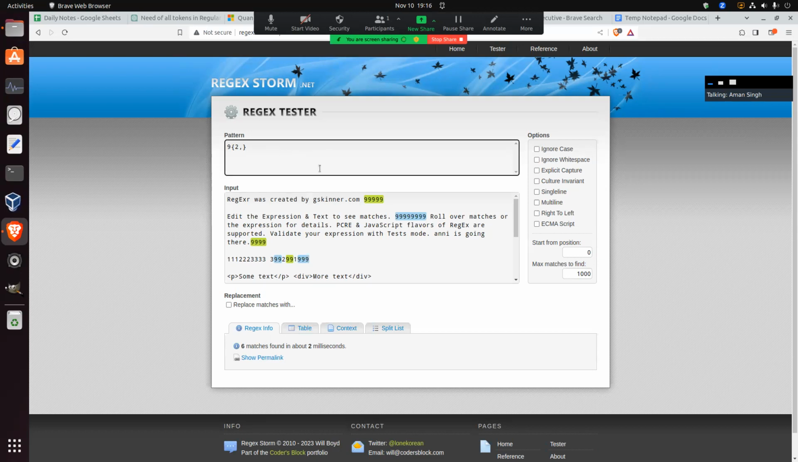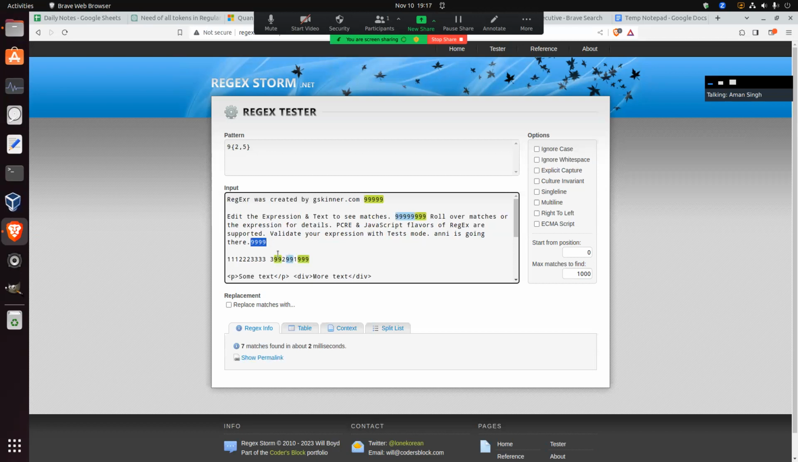Now let's say you are saying there should be a range of matches, like 2 to 5, meaning at least 2 times, then 3 times, or maybe 4 times or 5 times. A maximum of 5 times consecutive repetition of 9 is acceptable. So this is 4 times, this is 2 times, this is 2 times, this is 3 times, this is 5 times.